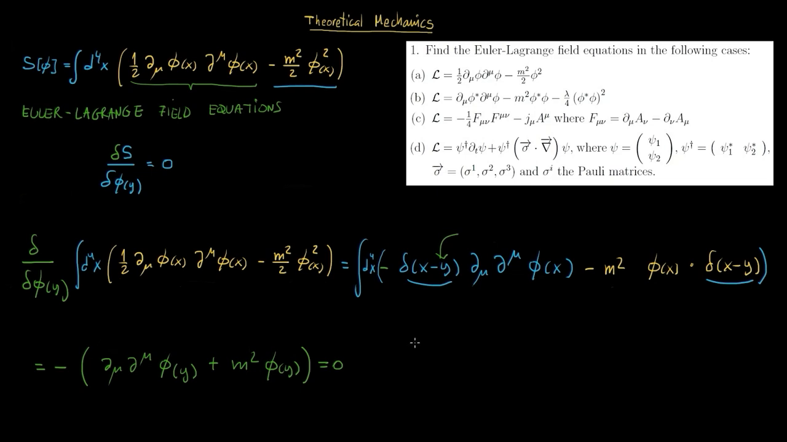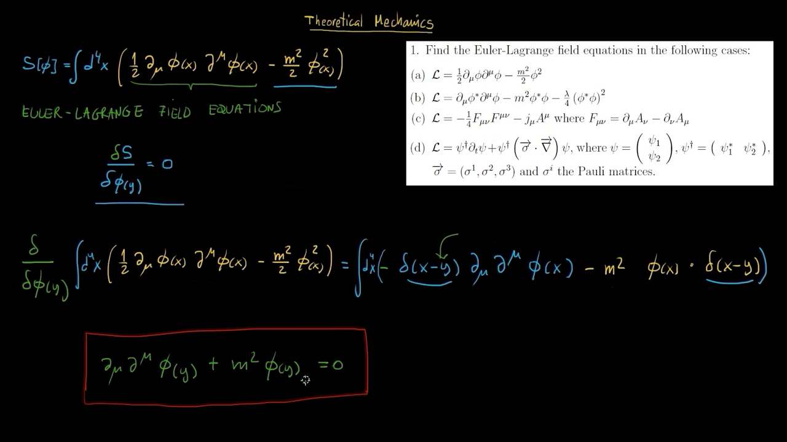And of course, this partial derivative means the partial derivative with respect to y mu. But once you obtain this, you can change the name and write x instead of y. I use y for the calculation. So don't forget to make this equal 0, because we need to do it if you want the Euler-Lagrange field equations. So the final result for section A is this, with x if you want.